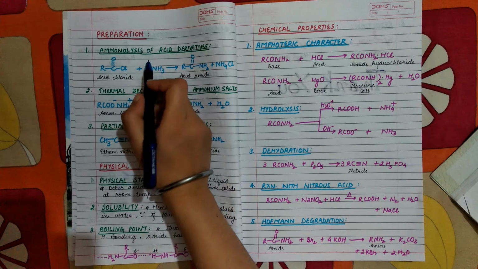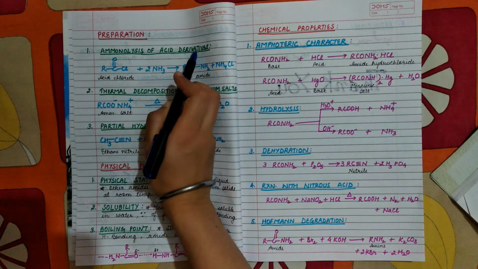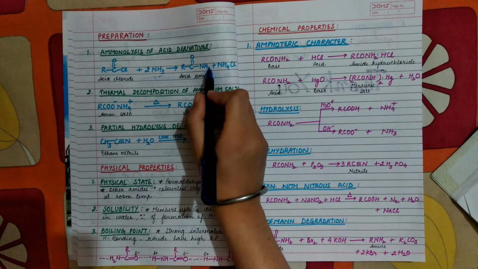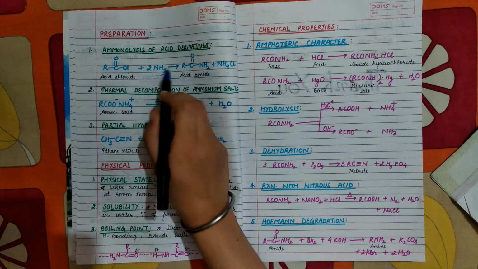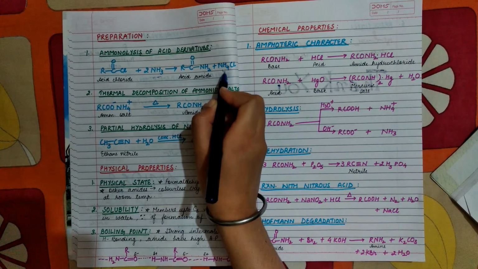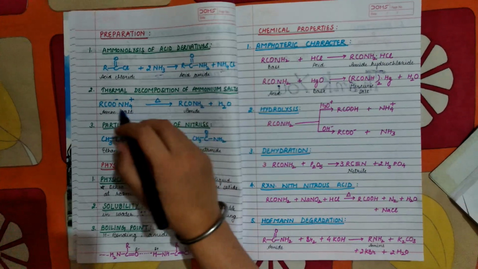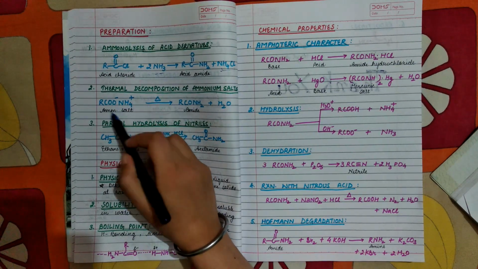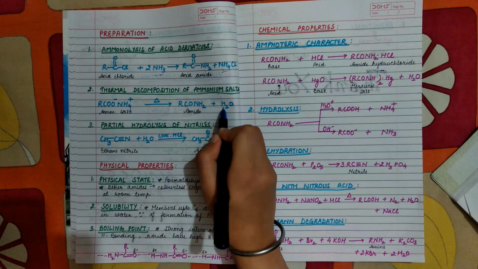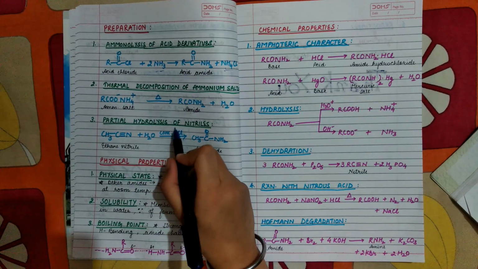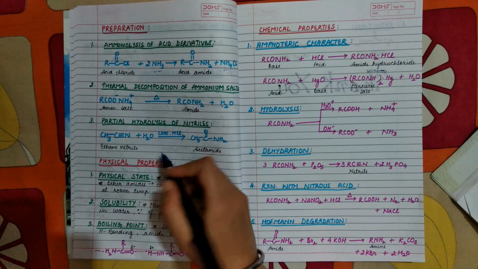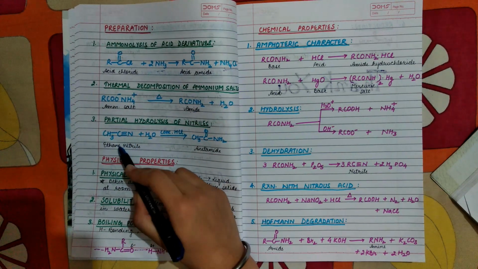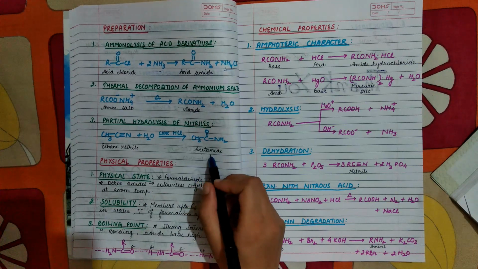Now preparation: ammonolysis of acid derivatives. This is acid chloride reacted with ammonia to form acid amide because chlorine is replaced by NH2 group and ammonium chloride is a byproduct. Thermal decomposition of ammonium salts: when we heat ammonium salts, they form amides plus water. Partial hydrolysis of nitriles in concentrated HCl forms acetamide.